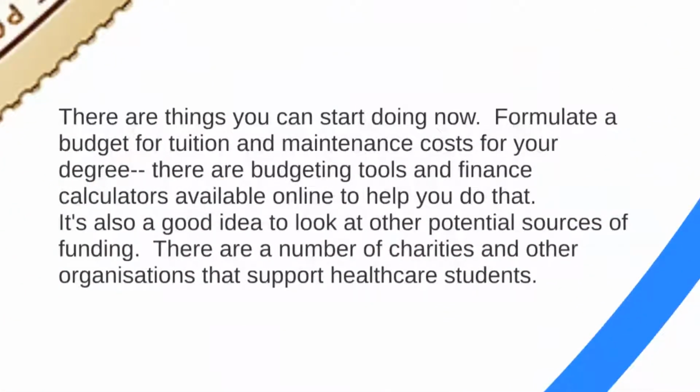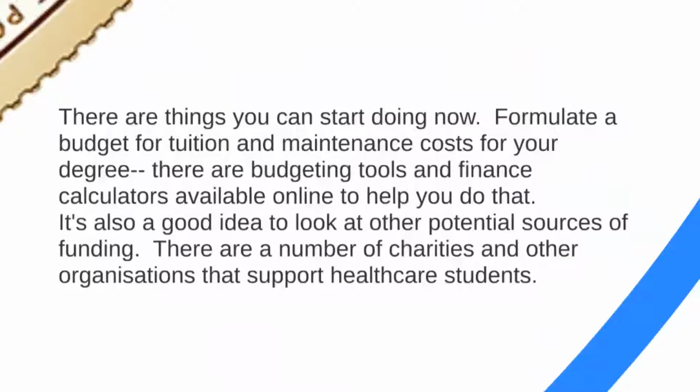Now, there are some things that you can start doing now. I think we're quite early in the application process as I'm talking to you today, so there are some things to get underway with. I think the most important one of those is to get a budget together for your tuition and maintenance costs and for the amount of money that you might have coming in. There are some great budgeting tools and finance calculators available online to help you do that. You can find those by checking our website.